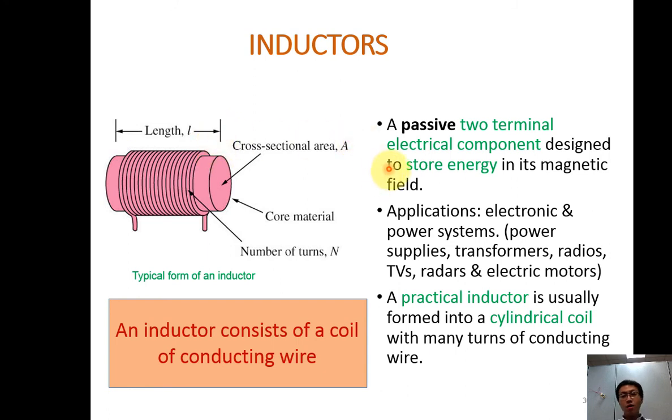An inductor is a passive two-terminal electrical component designed to store energy in its magnetic field. Application: electronic and power systems. The capacitor also stores energy, and the inductor also stores energy. They are both passive elements. The applications are in electronics, power systems, power supplies, transformers, radio, TV, radar, and electric motors. A practical inductor is usually formed into a cylindrical coil, with many turns of conducting wire.